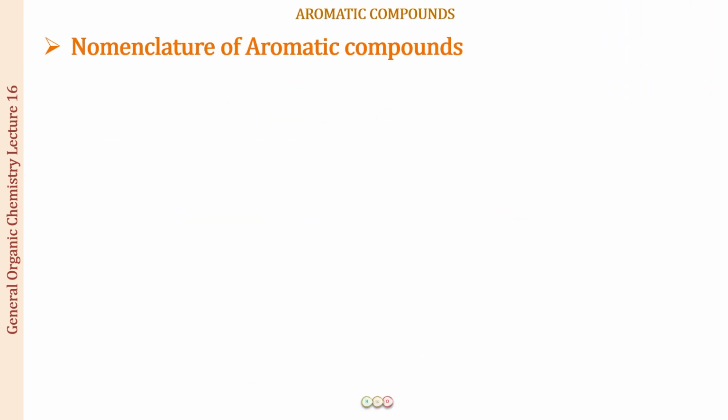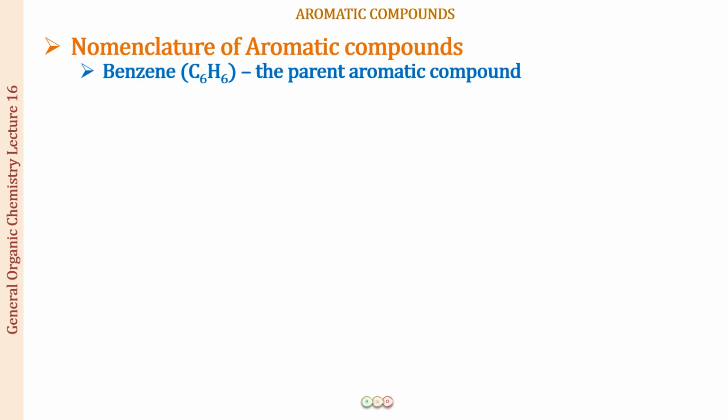So the first thing that we learn in the nomenclature of aromatic compounds is that the parent aromatic compound is benzene, with the molecular formula C6H6. And what is the structure for this compound? Well, this is a cyclic compound where there are 6 carbon atoms arranged in the form of a ring. Each carbon is making a double bond on one side and a single bond on the other side, the fourth valency being furnished by the hydrogen atom.